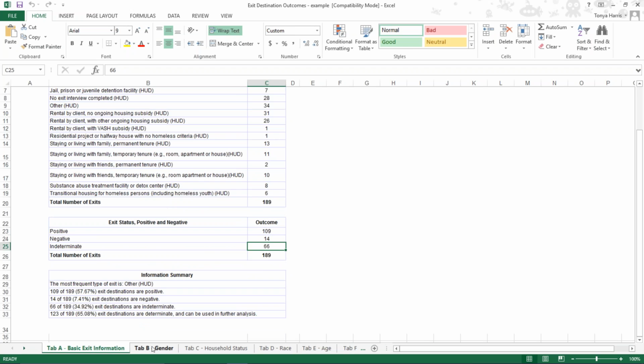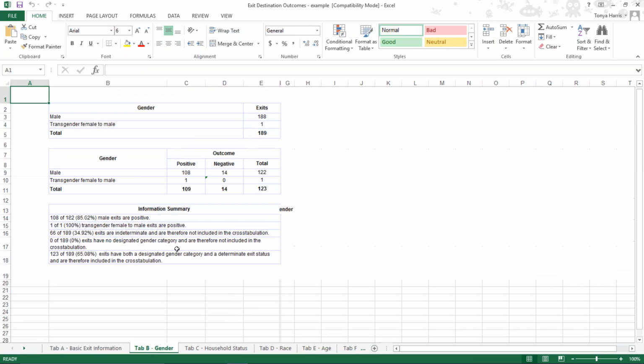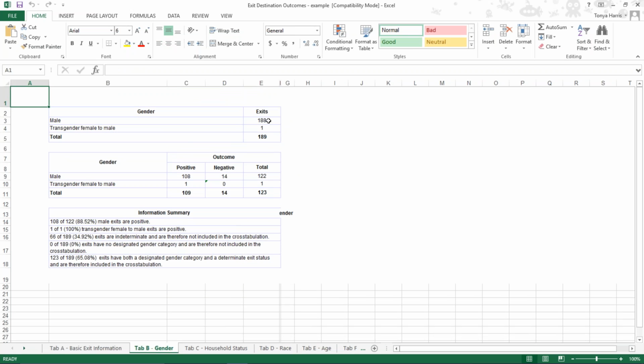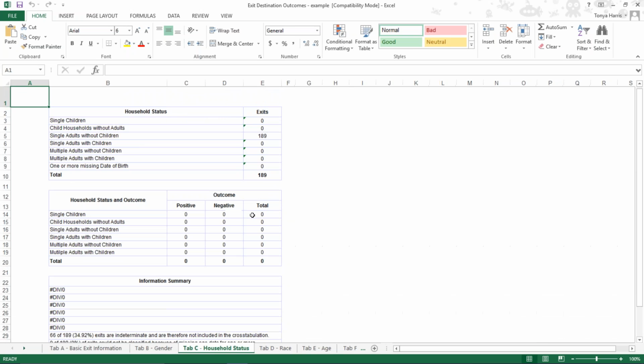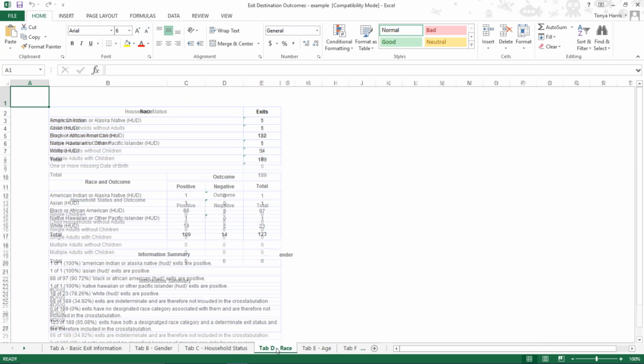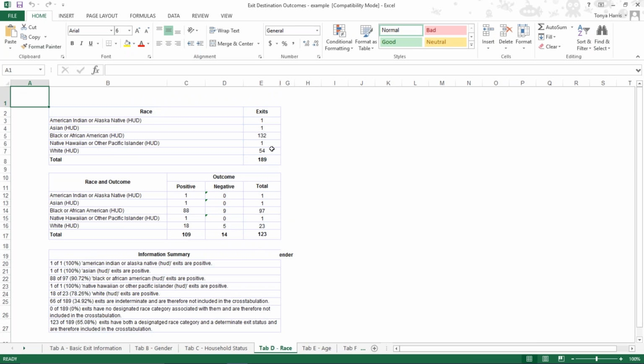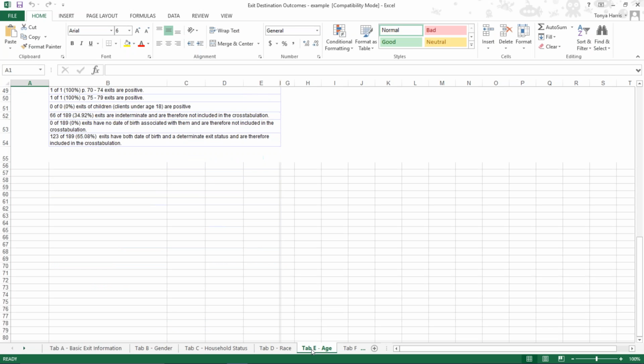So then we have some more detailed information. So we have some information on genders. So we had 188 males and 1 transgender. So this must have been run on a male single program maybe, I'm not sure, okay? Then we have households. So we shouldn't have any households because we already could tell from the first page that it was single men, okay? Then we have races, okay? So then we have ages.